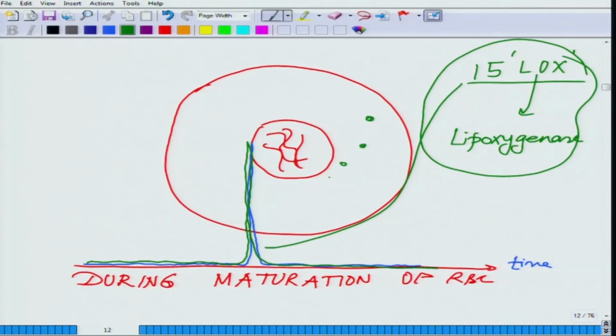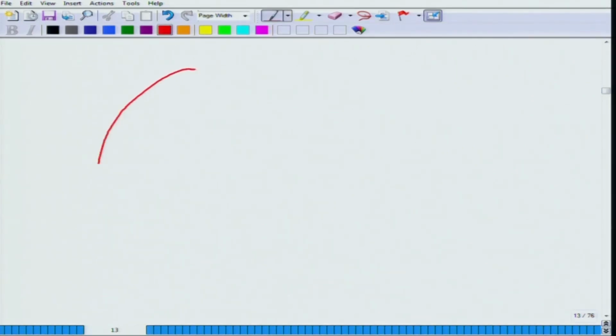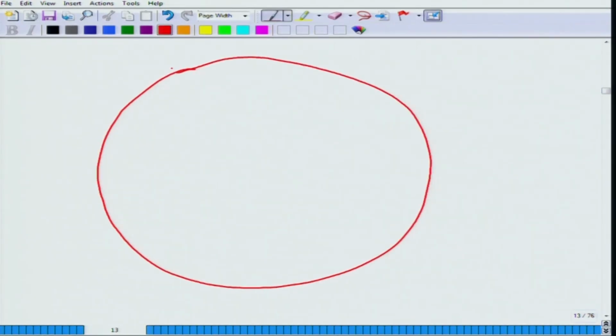molecule like this. There are a lot of lipoxygenase, the green dots are the lipoxygenase. And what they essentially do is that they start chopping off all the organelles. They even have the ability to chop off the main membrane, but they chop off all other organelles. So, what is left after this at the end of the maturity is biconcave red blood cells without organelles.